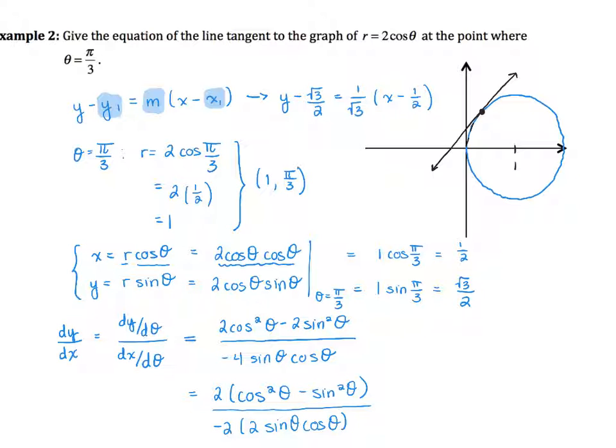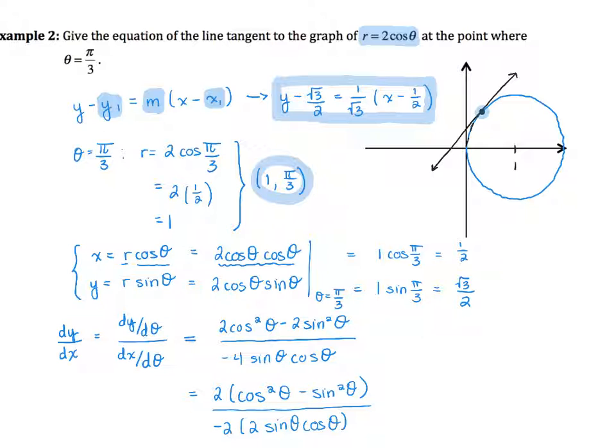So what I would do at this point is graph your circle on Desmos, graph the equation of the tangent line, and confirm that it goes through the point that has the polar coordinates 1 comma pi over 3. It should all add up.